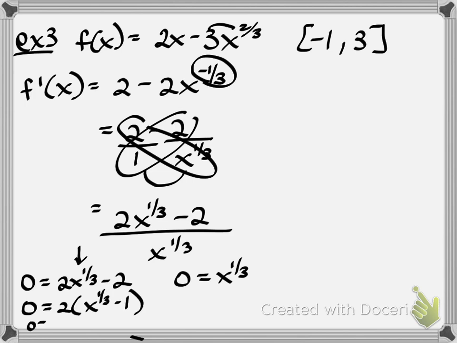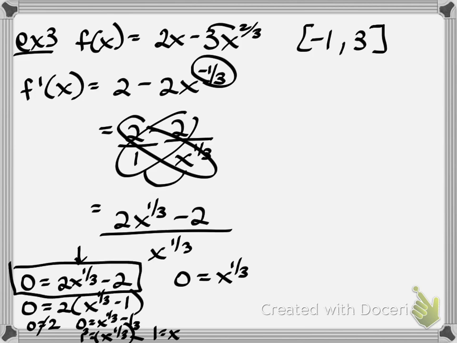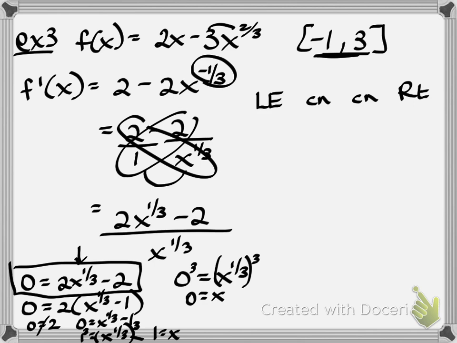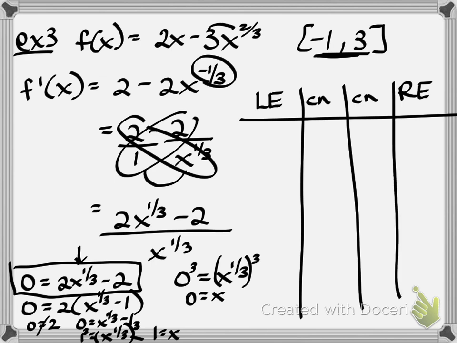So set both those equal to 0. 0 is 2? No, it's not. And 0 is x to the 1/3 minus 1. Add 1. Cube both sides to get the x free. So 1 is x. We could have just moved the 2 over and divided, and we could have just solved here. Here we would cube both sides to free the x. So we have 2 critical numbers, and both are in this interval. So we're ready to do our chart, because 0 and positive 1 are between negative 1 and 3.